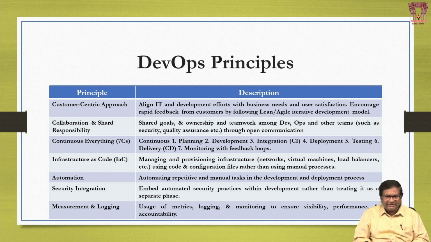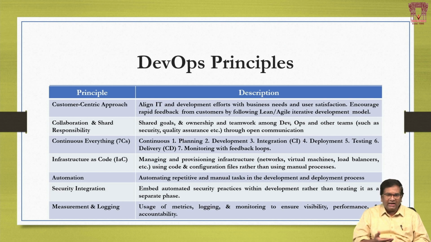One is the customer-centric approach. What it means: align the IT department, which we have seen, and development effort with business needs and user satisfaction. So whatever dev and ops team does, it should be towards the end goal that the customer needs, right? And encourage rapid feedback from customers by following lean and agile iterative development model, which is what we have already been discussing.